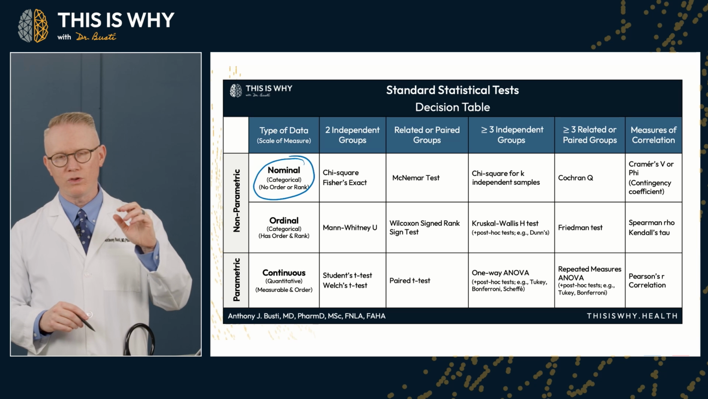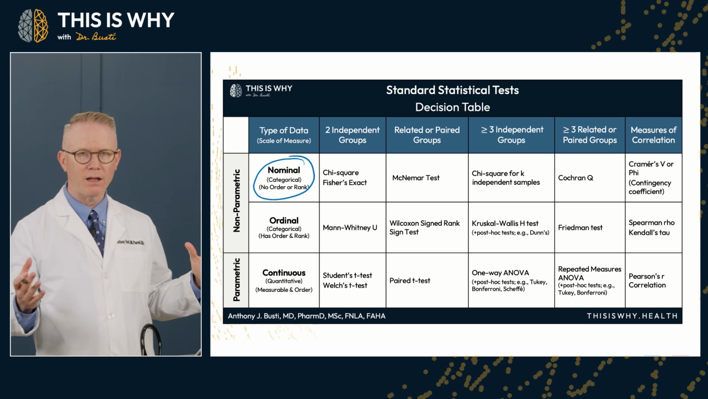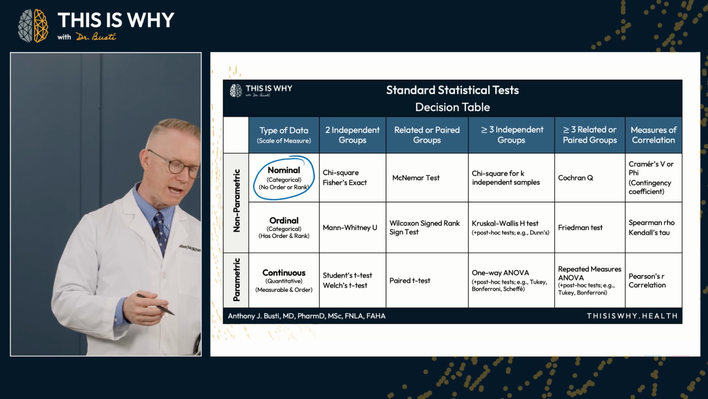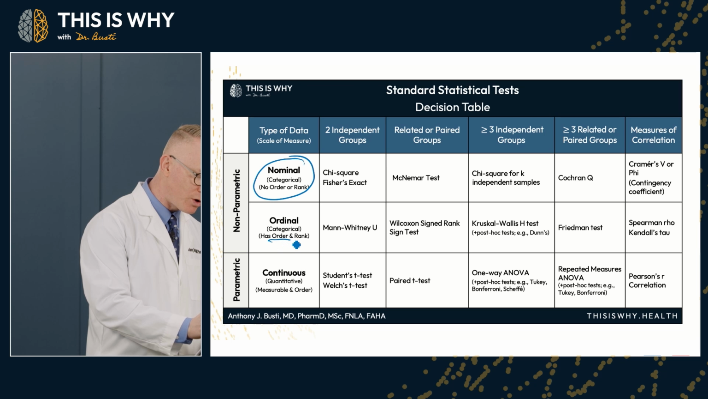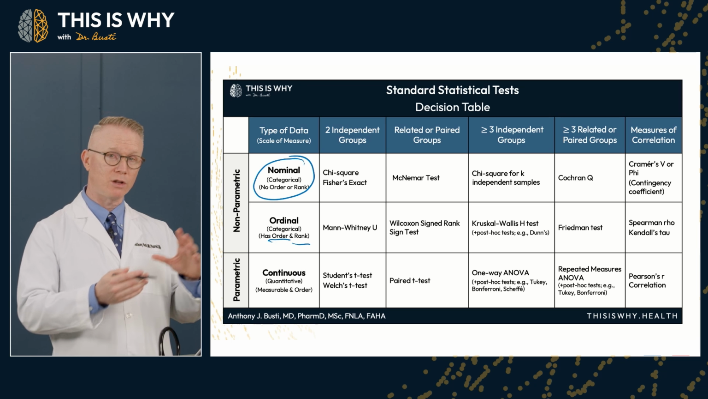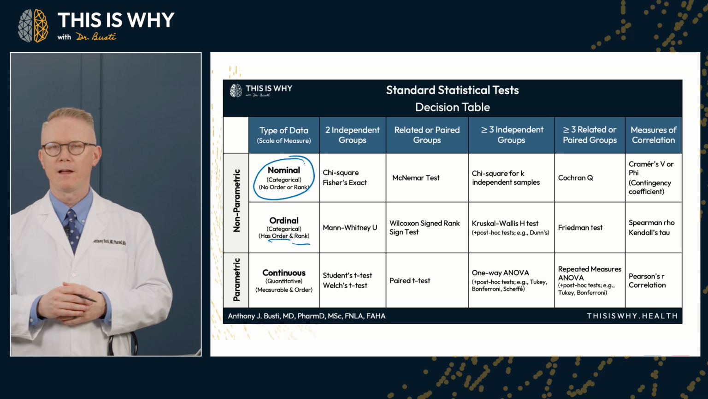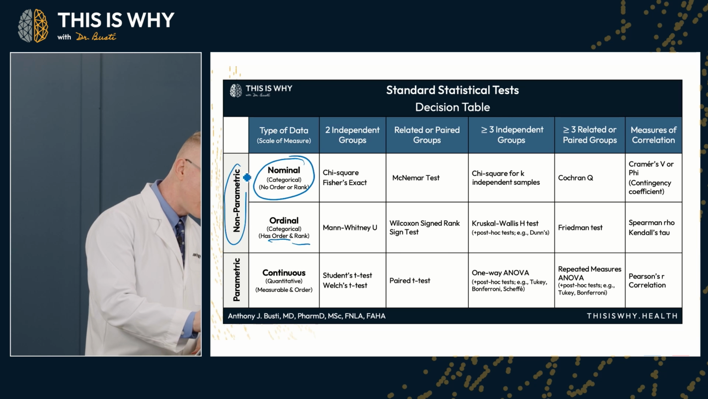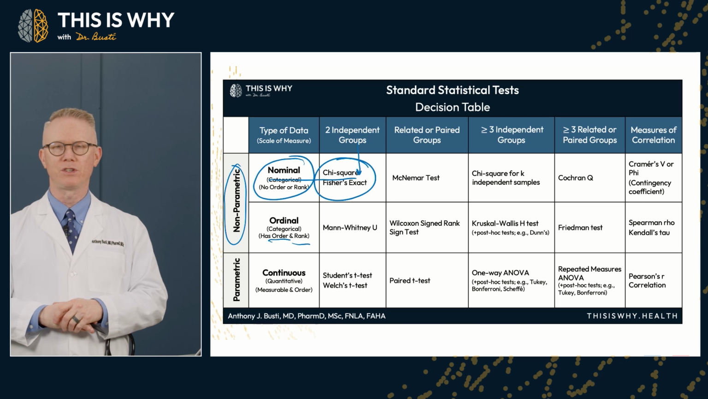There's no numerically measurable thing, and there's no sense of real order, which is different from ordinal data that does follow a sense of order or rank, which is why it's called ordinal, okay? But that becomes important now when we're in non-parametric analysis, and let's say we're going over here and we have two independent groups, we would land like in a chi-squared versus a Fisher's exact.